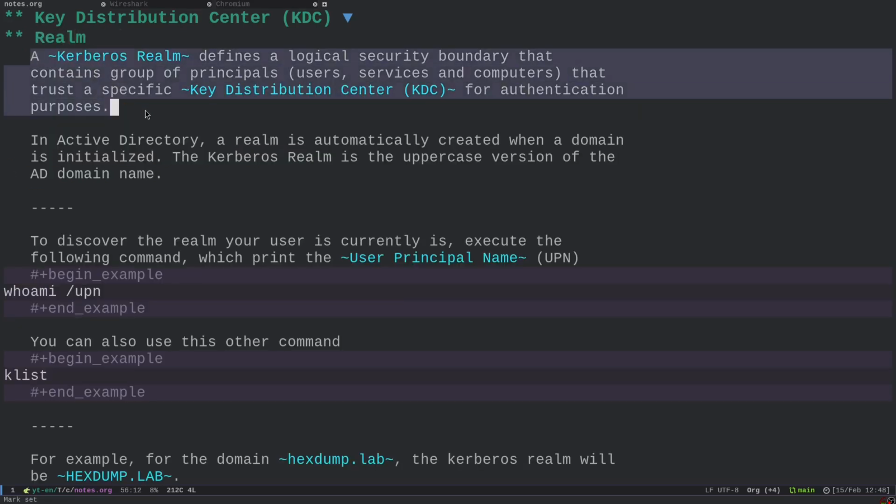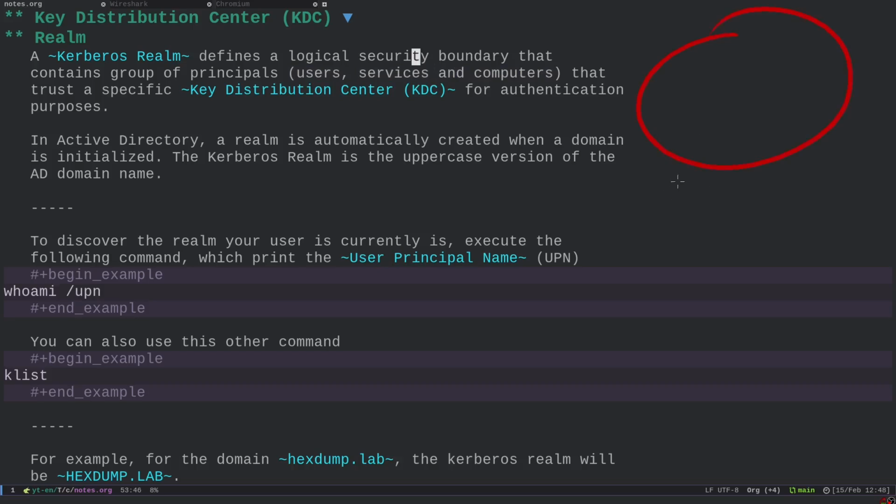Now, a Kerberos realm defines a logical security boundary that contains a group of principals. Principals can be users, services, computers. Principals can be anything that can be authenticated with Kerberos. We will talk about principals later on. So a realm is just a group of principals. And this group of principals trusts a specific key distribution center for authentication purposes.